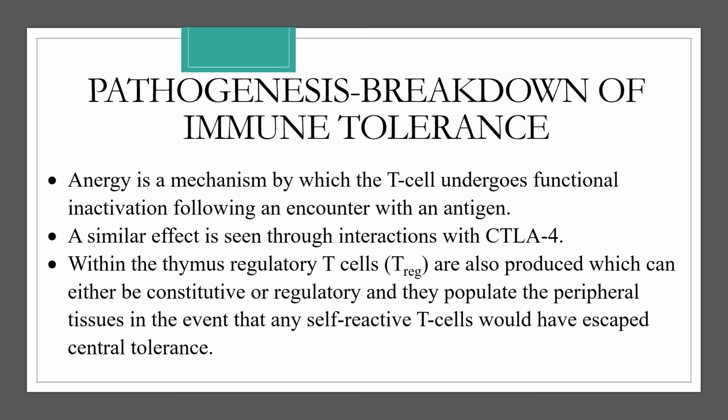Regulatory T cells are also produced in the thymus, and they tend to live in the peripheral tissues in the event that any self-reactive T cells escaped central tolerance. These regulatory T cells produce IL-10 and TGF-beta, which directly inhibits T cells. A type of T helper cell, Th17, also works with the regulatory T cells to achieve immune homeostasis. Th17 cells in particular are heavily involved in inflammatory responses, in addition to being a link to Hashimoto's thyroiditis.